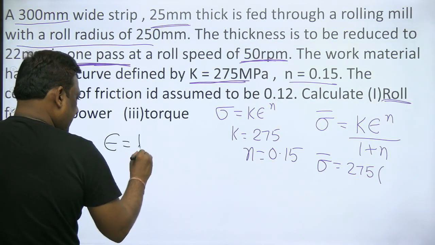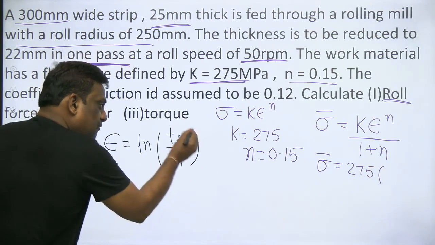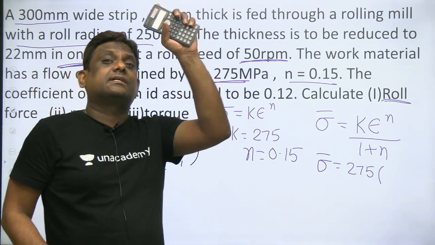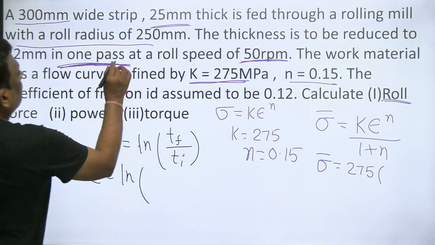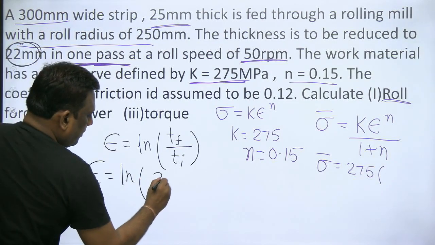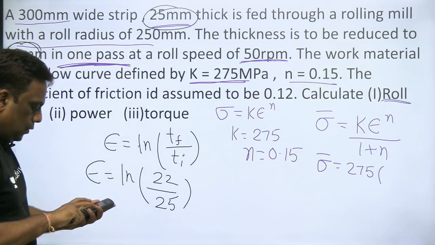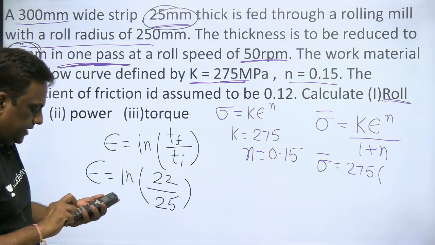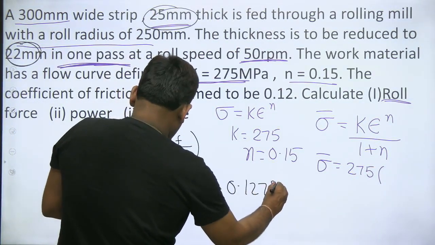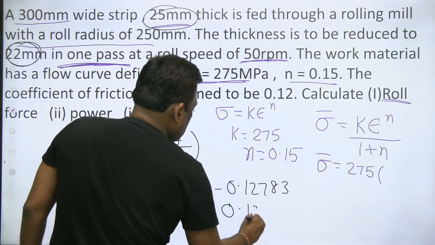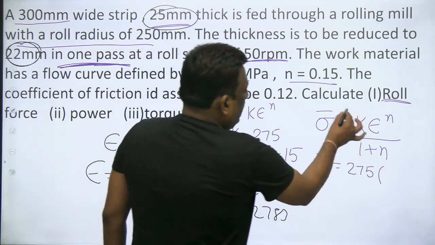True strain is ln of the final thickness to the initial thickness. Where did we get this equation from? I derived it in my first class of fundamentals of metal forming. So epsilon is equal to ln, the final thickness is 22 mm and the initial thickness is 25 mm. So it is ln 22 upon 25, which is minus 0.12783. So what does the negative sign show? Reduction.